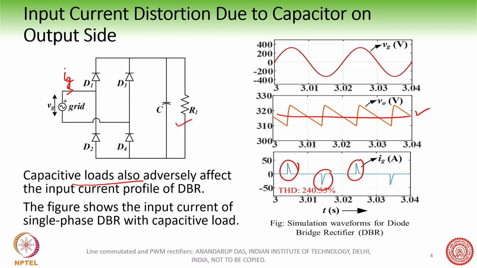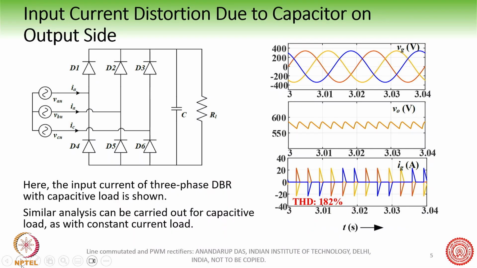As I told you, the grid always wants all the loads to draw sinusoidal current from the grid. We will see later what this term means. This term is THD, total harmonic distortion, which is actually 240% here, which we obtained from simulation. The total harmonic distortion is a quantitative measure of the harmonic distortion. You will see about it in this lecture.